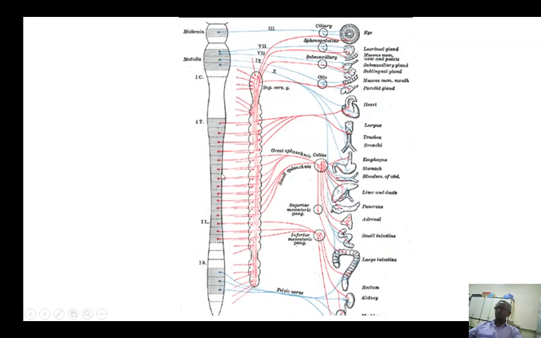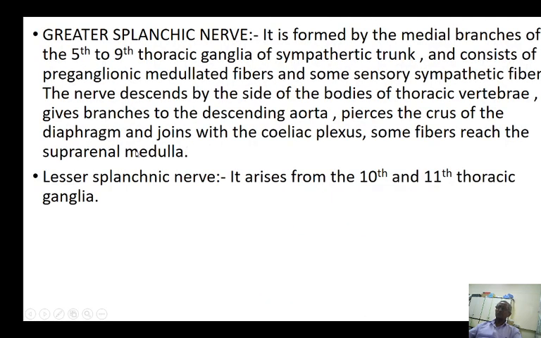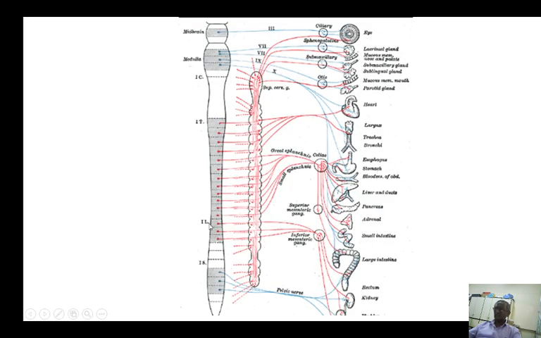Lesser splanchnic nerve arises from the 10th and 11th thoracic ganglion. So here we are showing these fibers that are coming from the spinal cord and then passing through the sympathetic ganglion without synapse and going to the ganglions in the abdomen, that is the celiac ganglion, superior mesenteric ganglion. This is the greater splanchnic nerve forming from the 5th to 9th thoracic ganglion. Then this is the lesser splanchnic nerve, 10th, 11th, and 12th thoracic.